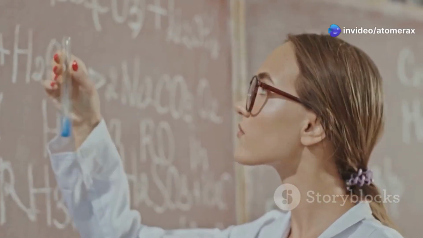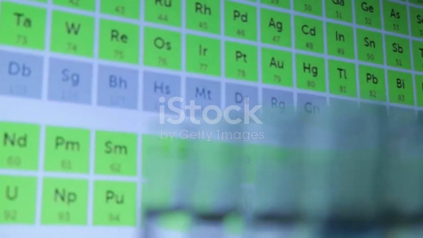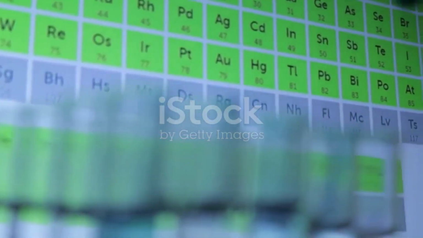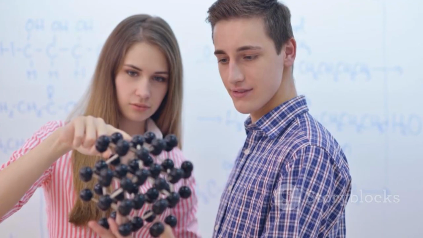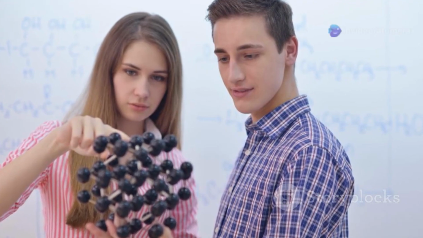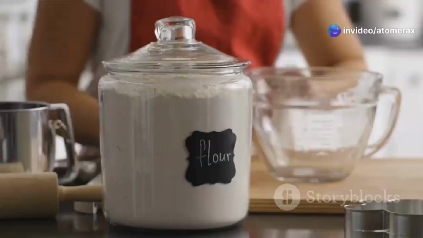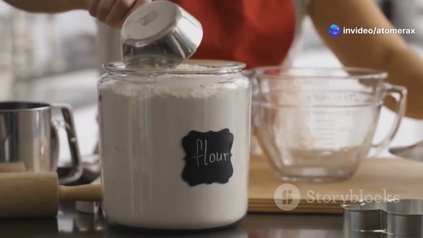Section 5. Molar mass, weighing in on the molecular level. The molar mass of a compound tells us the mass of 1 mole of that compound. A mole is just a really big number of atoms or molecules, kind of like a dozen but way bigger. It's like buying a whole bag of flour instead of just a cup.